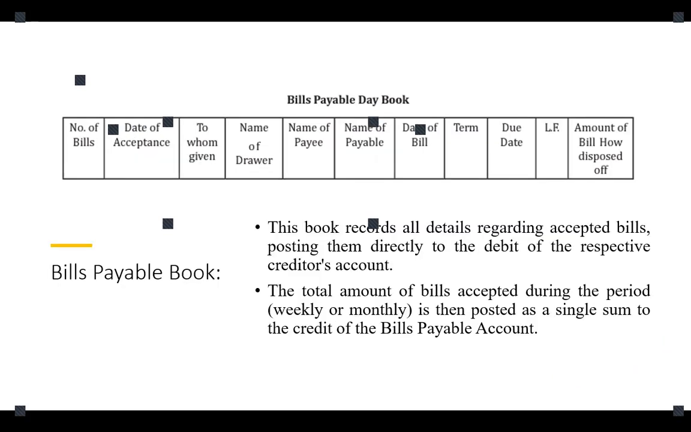Bills payable day book. Like the bills receivable book, the bills payable book records all the details regarding the accepted bills, posting them directly to the debit of the respective creditor account. The total amount of bills accepted during the period, weekly or monthly, is then posted as a single sum to the credit of the bills payable account.